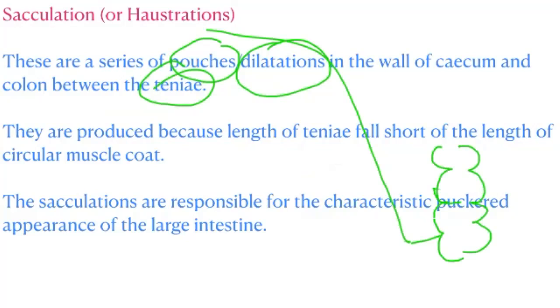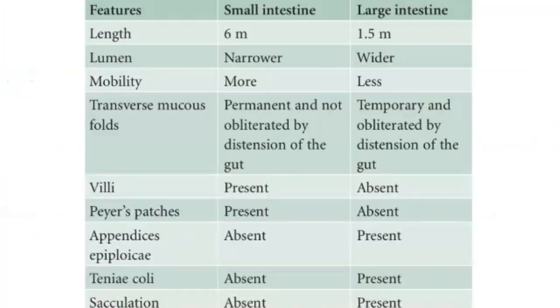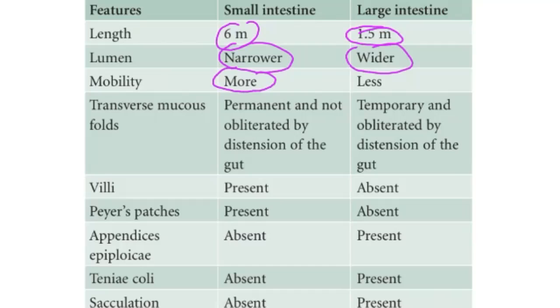So these are some of the differences between the small and large intestine. Length is 6 meters, whereas the large intestine is 1.5 meters. The lumen is narrower in the small intestine, wider in the large intestine. The small intestine is more mobile, the large intestine is less mobile. The transverse mucous folds in the small intestine are permanent and not obliterated by distension of the gut, whereas in the large intestine the folds are temporary.